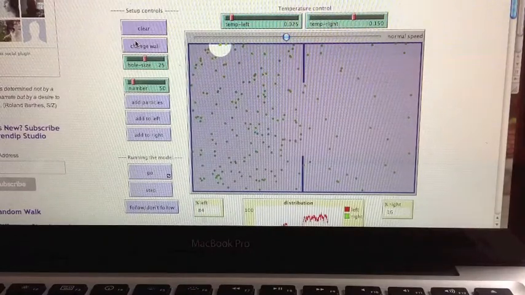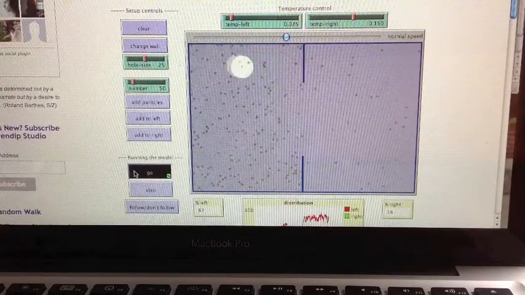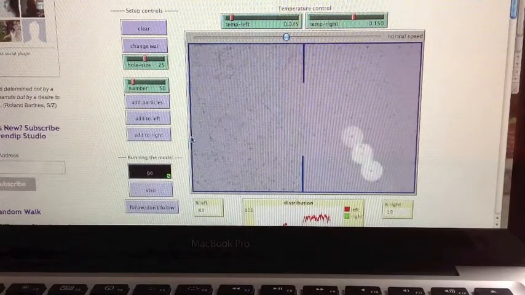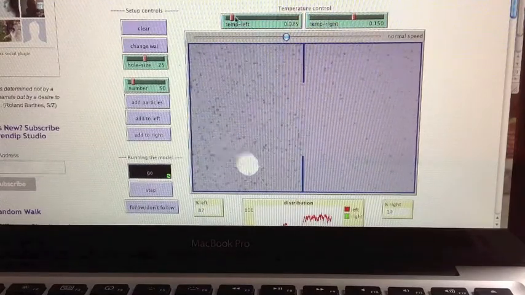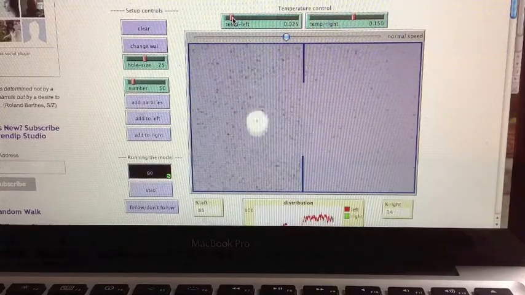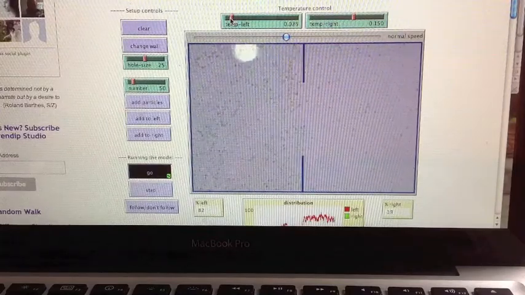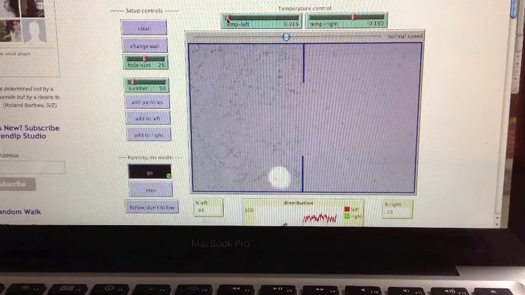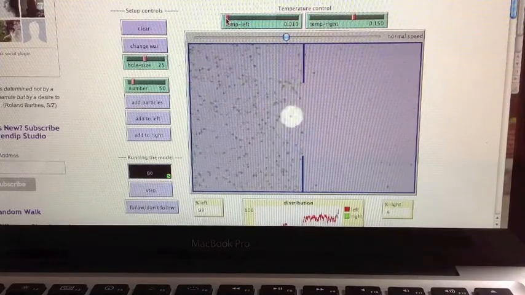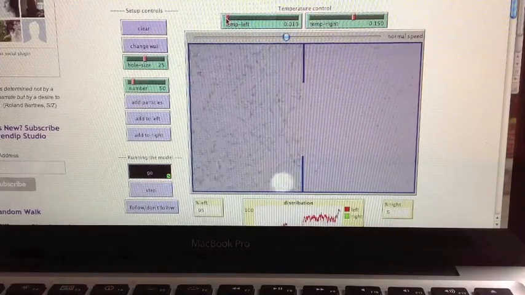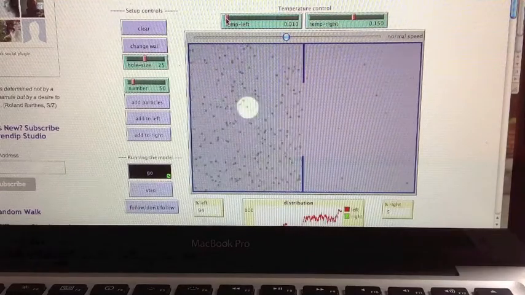The next thing we're going to change is the movement of the particles on the left side. So right now this temperature is at 0.025. Again, those units don't really mean anything. They're all just relative. And I'm going to decrease that to 0.010. So now it's quite a bit colder.